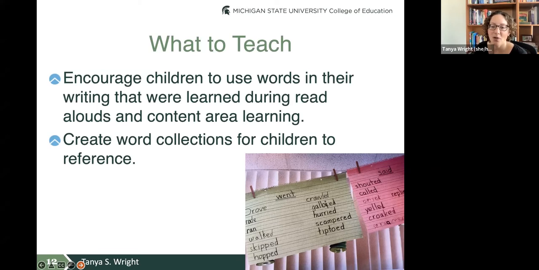You're unlikely to find multiple words for fun in one read aloud, but across all the read alouds of the year, you're going to find a lot of fun words for fun.